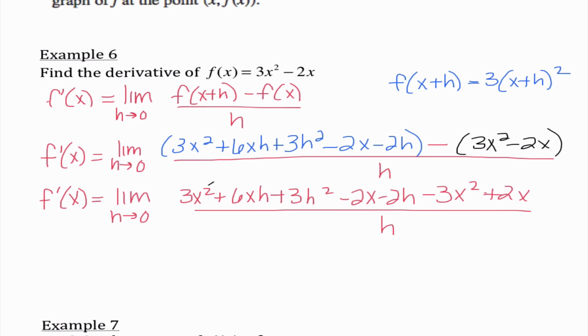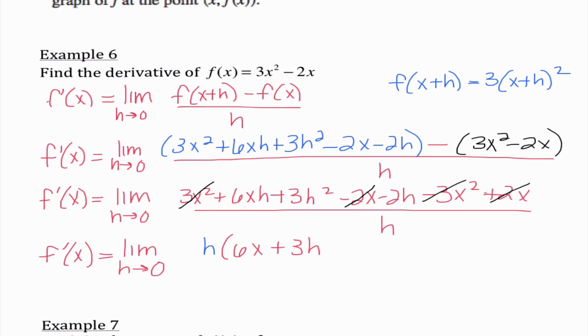So things that cancel out: my x squareds cancel out, my 2x's cancel out. I notice that these terms that I have left in my numerator all have a GCF of h. So I can take that out and I'm left with 6x plus 3h minus 2 over h. So I took an h out of all three of these terms.